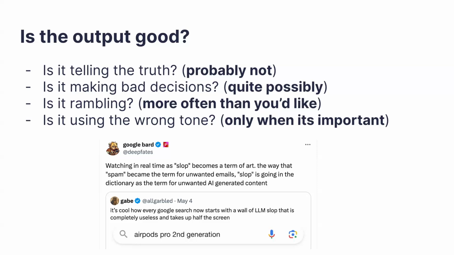But this tweet I really liked. It's like watching in real time as slop becomes the term of art, the way that spam became the term for unwanted emails. Slop is going in the dictionary as the term for unwanted AI generated content. And this rings very true.